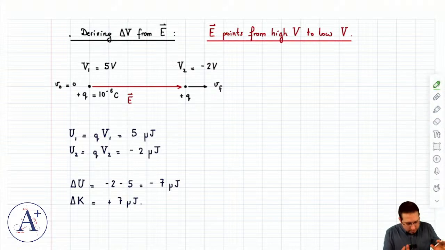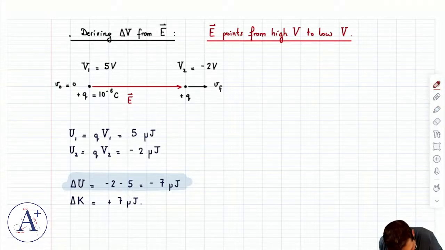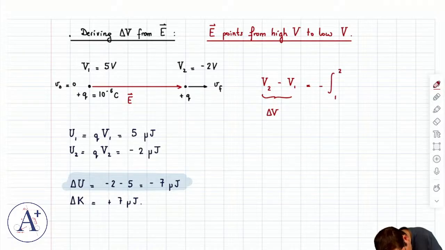So, that was a bit of a sidebar to illustrate where we're trying to go from here and stress the fact that what truly matters is the change, delta U, and of course delta U is going to be Q delta V. And delta V can be computed from the electric field. So V2 minus V1, which is delta V, will be equal to minus the integral from 1 to 2 of E dot dr.